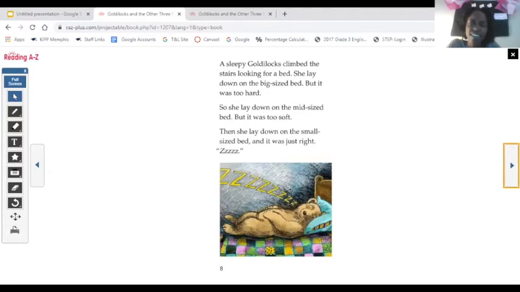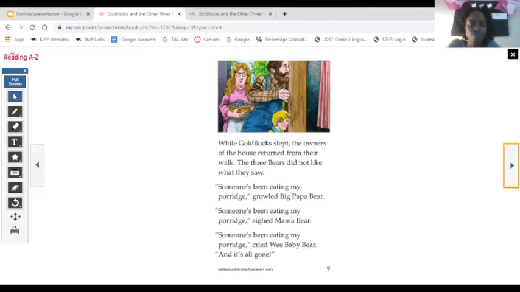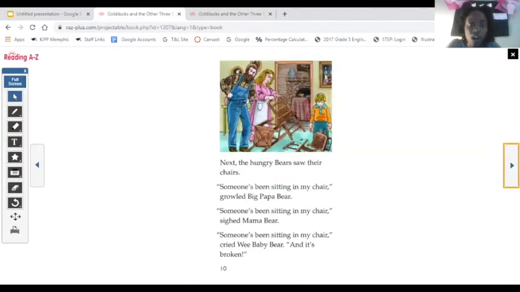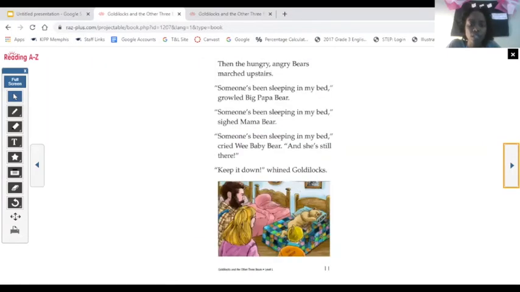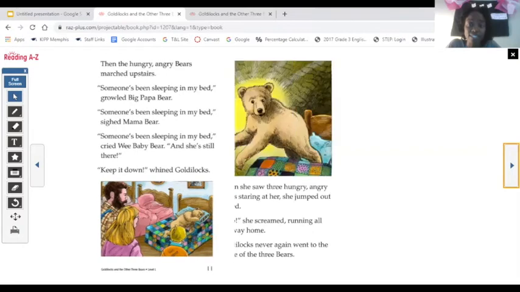Wait, this is all the things that Goldilocks did. Oh my goodness, there are people in the story and they look like they're in the home. Oh, they're looking at all the things she's done. They must be the homeowners, the people who own the home. Oh my goodness. Now they discover her in the bed, the bear in the bed asleep.